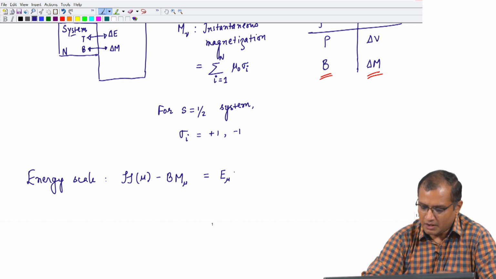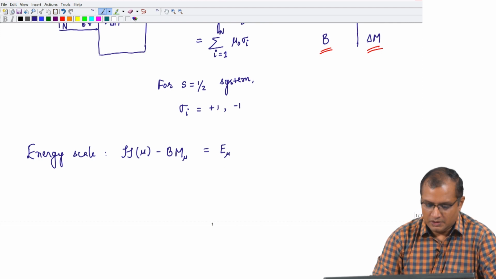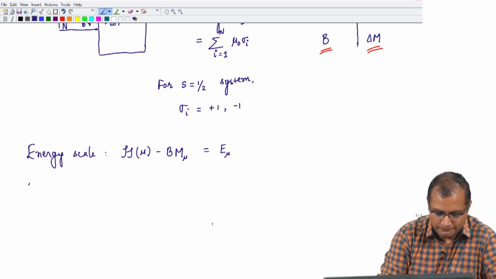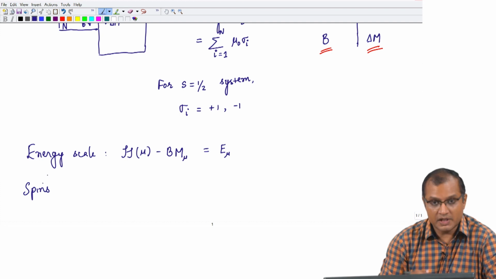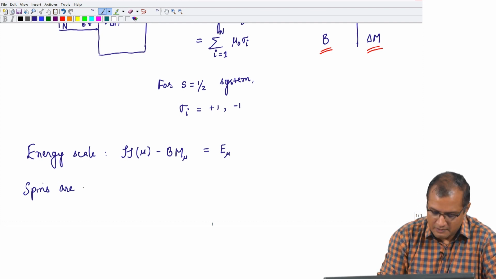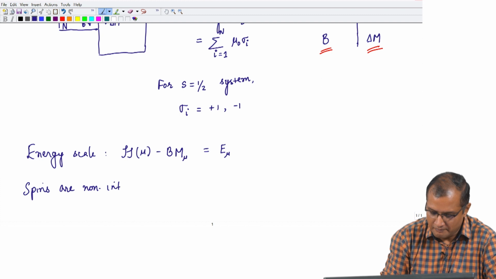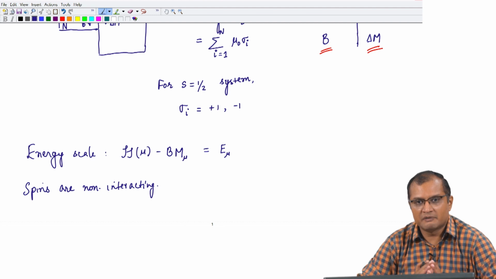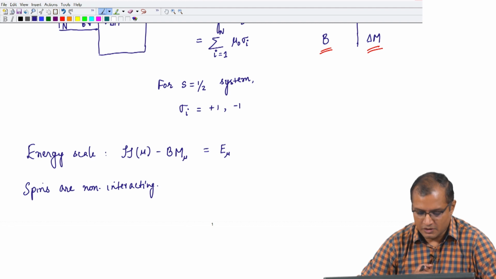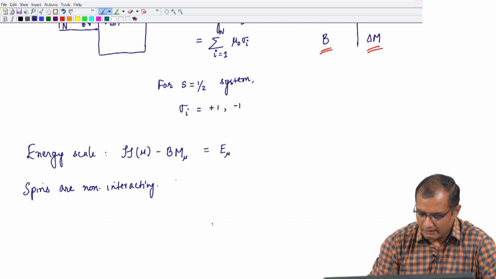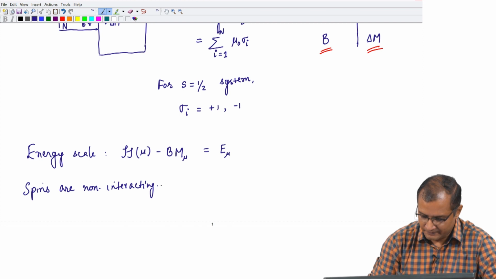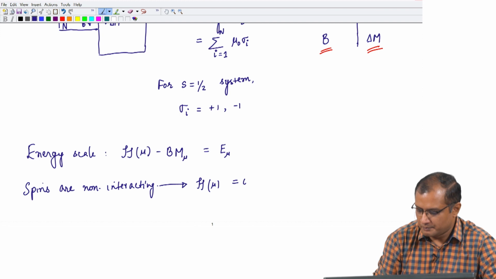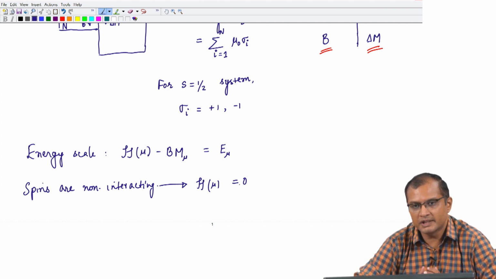Now, to take a very simple example, our spins are non-interacting, which means there is no interaction between spins. So, there is no internal energy in the absence of a magnetic field. That basically makes my Hamiltonian to be 0. So, there is no internal Hamiltonian.